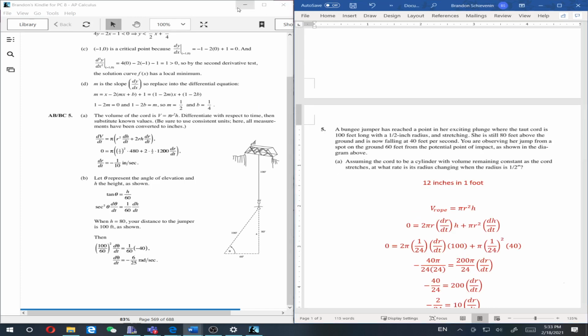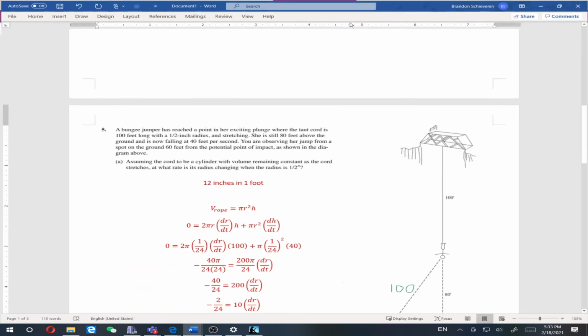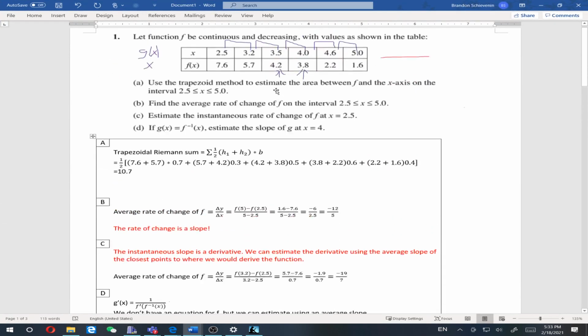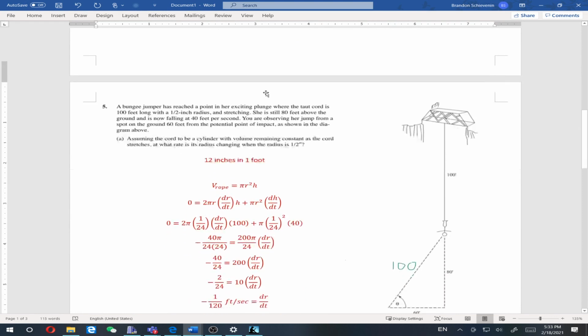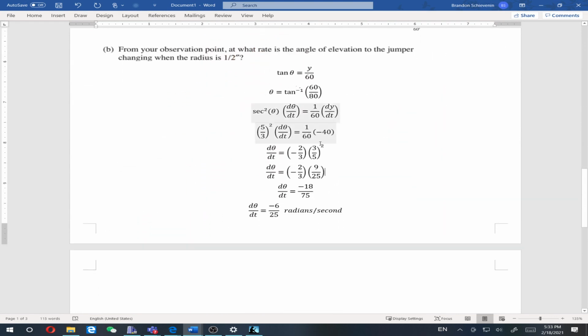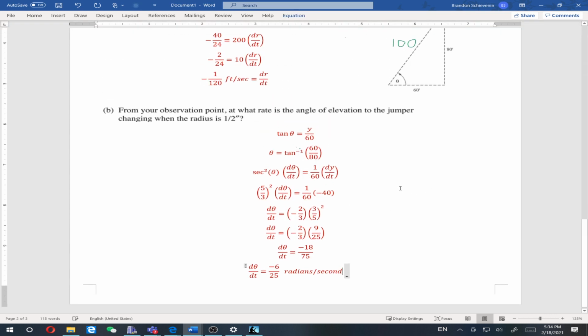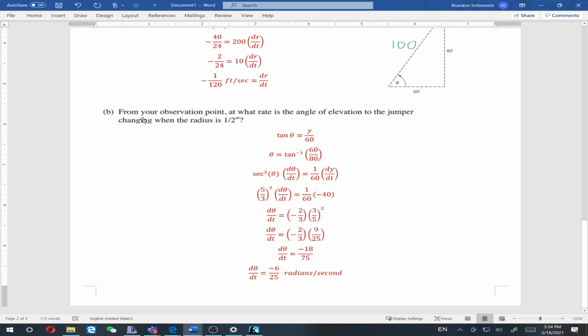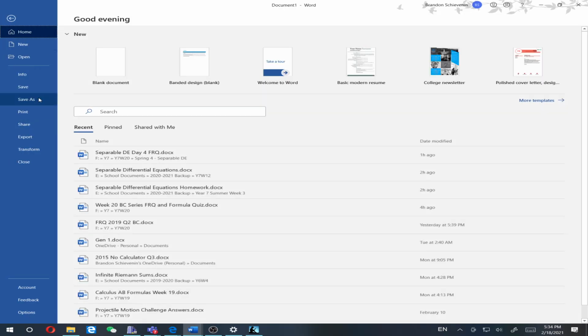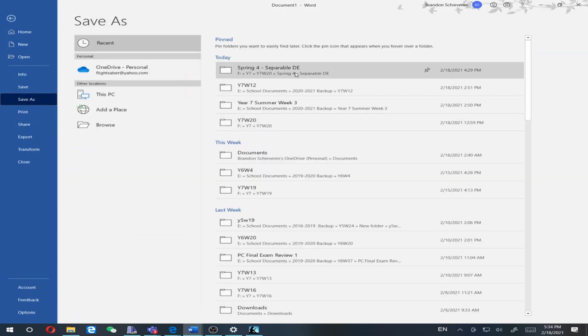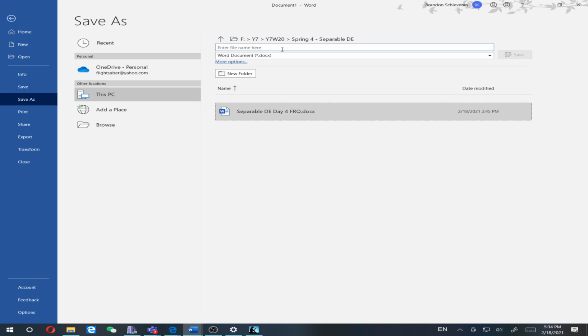Okay, any questions on anything from the homework? Anything else from question 1 or 5? No. Not yet. Alright, let me save this one then for homework.